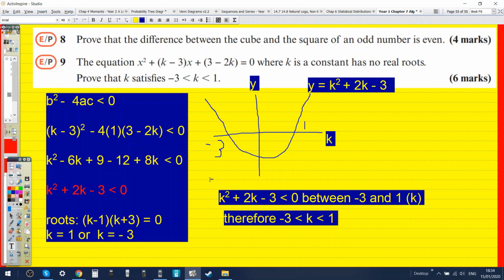So for these ones, b squared minus 4ac, sometimes it'll be greater than 0, so it'll be when it's above the x-axis, and you just say it in terms of k. Then you just sketch it, sorry.